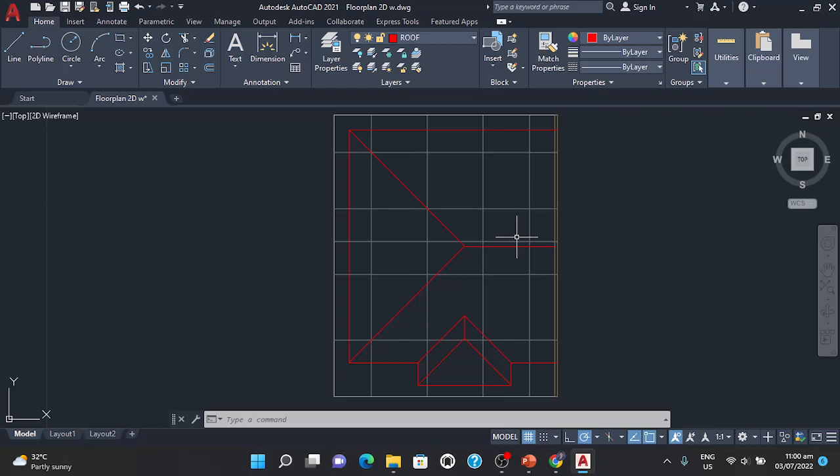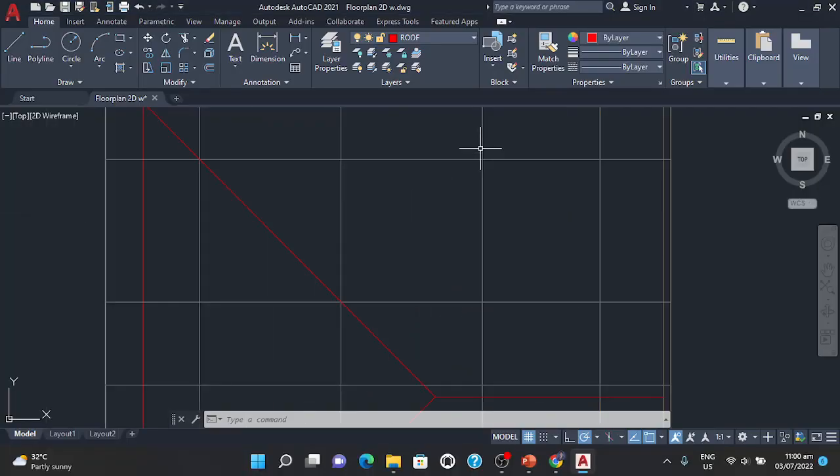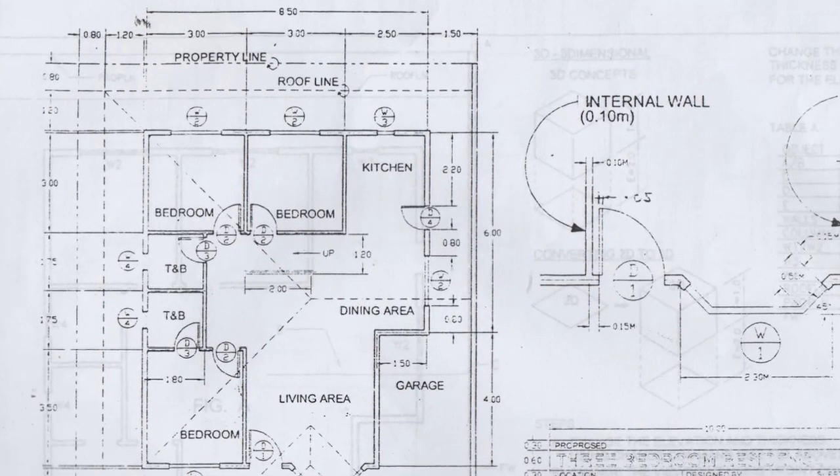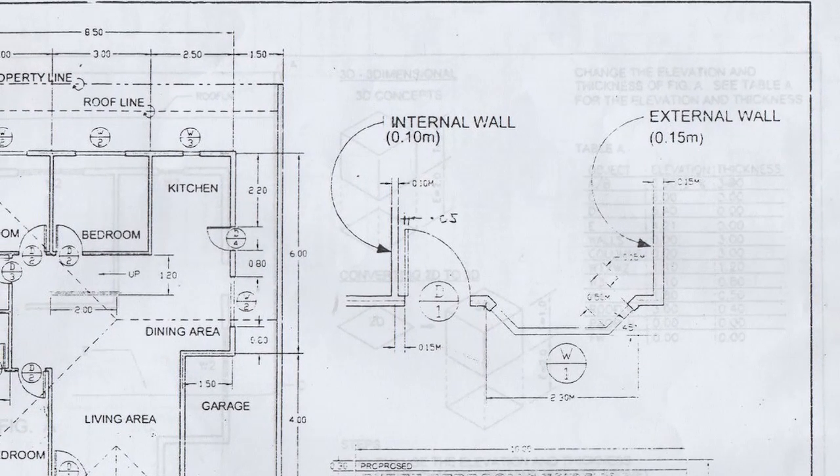For this one, we must create the external wall with 0.15 meters of width or thickness. As we zoom in, this is the midpoint of this external wall. If we have 0.15 meters, let's divide it into 2, so we will have 0.075. This 0.075 will be the offset value of our walls.